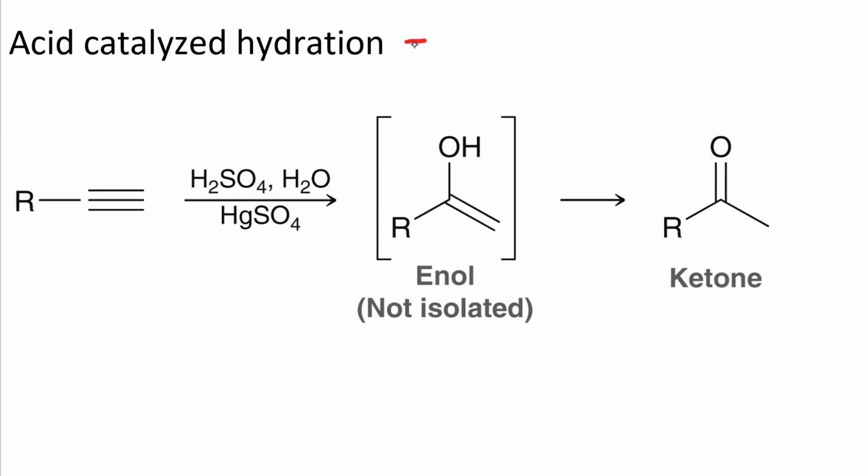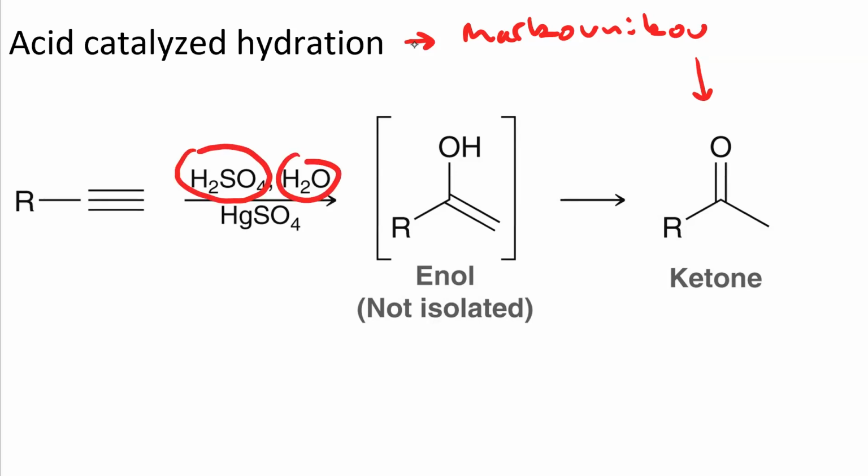Acid-catalyzed hydration gives you Markovnikov hydration, which is going to give you the ketone. The reagents that you use are sulfuric acid, water, and mercuric sulfate. The mercuric sulfate, this is not the same as oxymercuration-demercuration. Let's look at the mechanism.